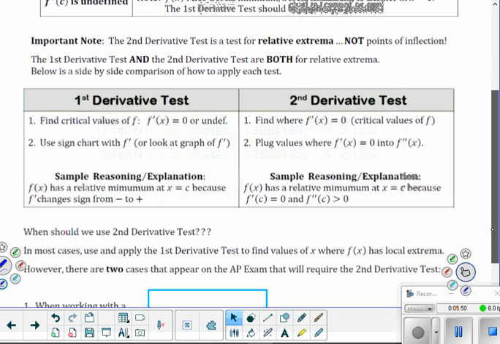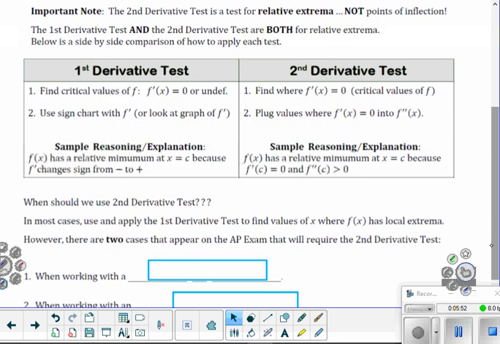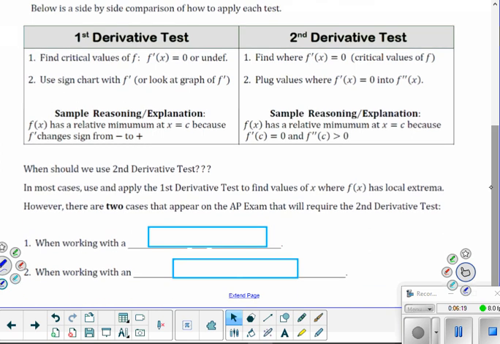I like the second derivative test because sometimes it's actually faster and easier than doing a sign chart. So, important to note, the second derivative test is not a test for points of inflection. It's really set up for determining relative extrema, and thus the name second derivative test. For points of inflection, we use the second derivative, but it's not referred to as a second derivative test. That's just semantics. So you get a little summary there of the first derivative and second derivative tests.